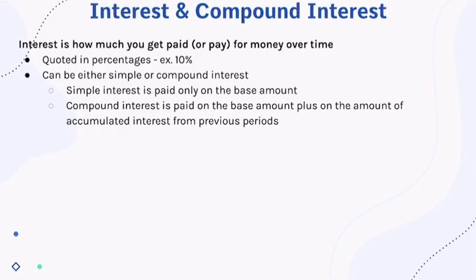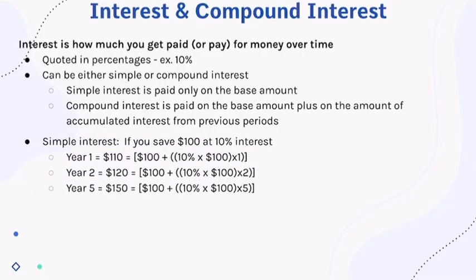Here's an example of how simple interest works. If you save $100 at 10% interest, after a year you will have $110. After 2 years, you'll have $120, and after 5, you'll have $150. So you're getting $10 every year.